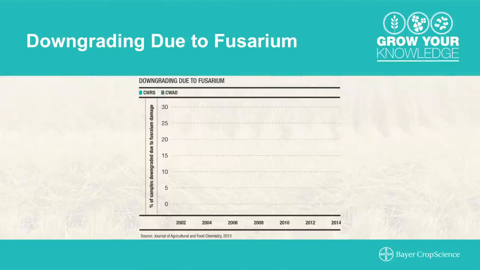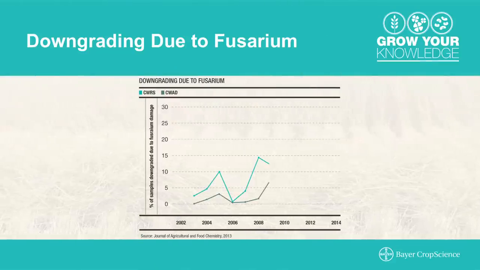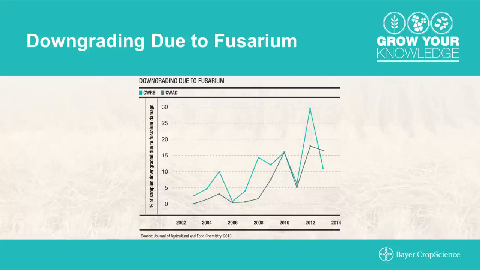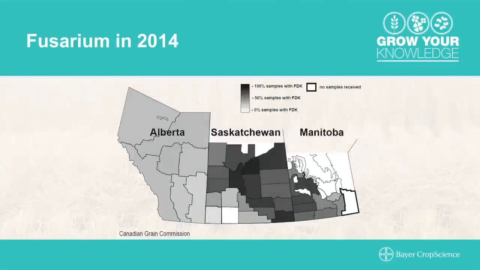According to the Canadian Grain Commission, the amount of downgrading that we have seen in grain samples due to Fusarium damage has been on an increase over the last 10 years, to the point where this is becoming a very, very serious problem, not only in some of the traditional Fusarium areas like Manitoba, but also in Saskatchewan and Alberta. And as we can see here in some preliminary numbers from the Canadian Grain Commission, we are once again seeing a very, very high incidence of Fusarium being reported right across the prairies, right from western regions of Manitoba all the way through Saskatchewan and through Alberta as well.